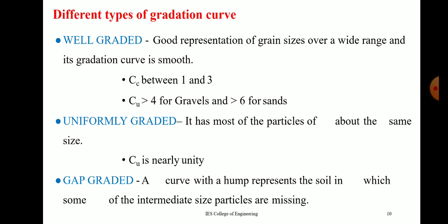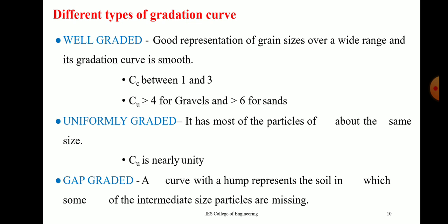Different types of gradation curve. There are three types: well graded, uniformly graded and gap graded. In well graded, the soil has good representation of grain sizes over a wide range and its gradation curve is smooth. For well graded, the Cc value is between 1 and 3 and Cu is greater than 4 for gravels and greater than 6 for sand.